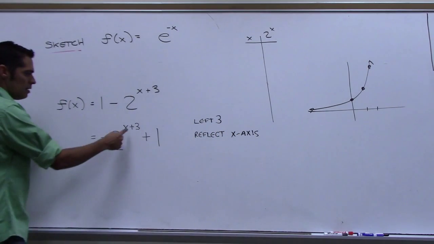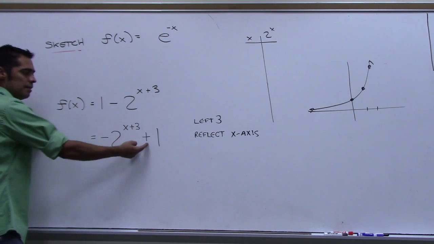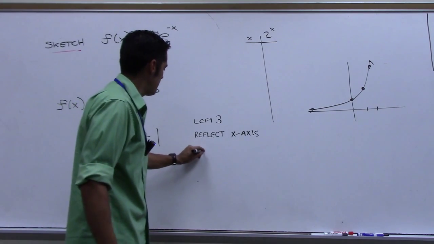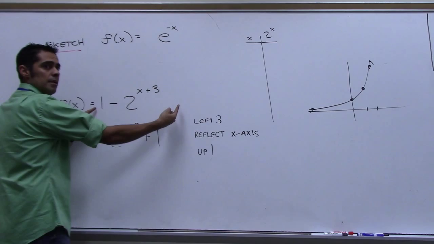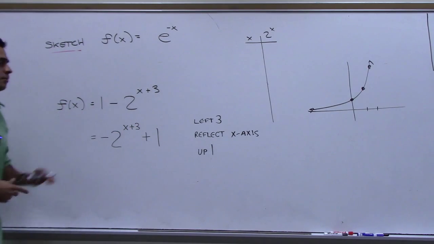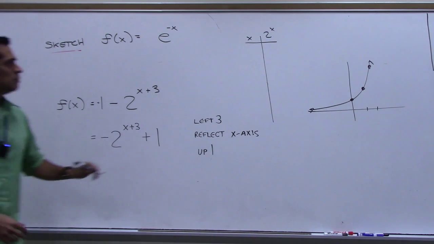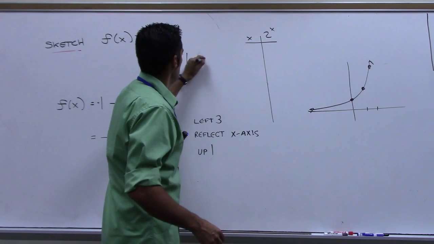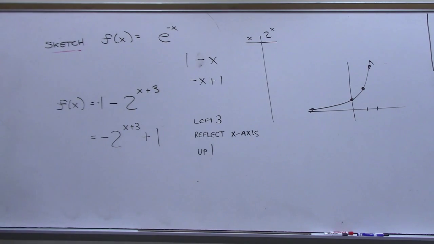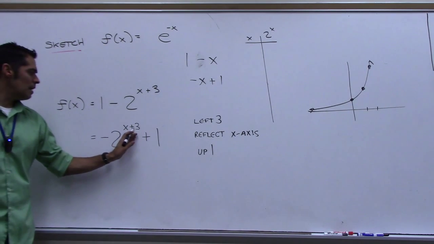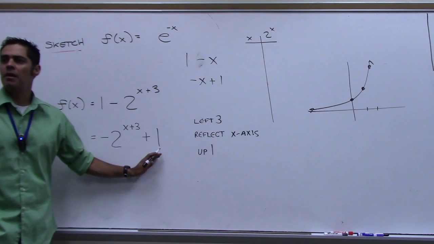And then, so I've taken care of the plus 3, the minus 2, and then finally, plus 1, up 1. This right here, I moved it to the back instead of out front. This is a plus 1, right? Isn't 1 minus x the same as negative x plus 1? I thought the entire problem was only negative 2 to the x plus 3. Oh, no, because of that 1 out front. Okay, so shift to the left 3, reflect it over the x-axis, move the whole thing up 1. That's what I want to do.